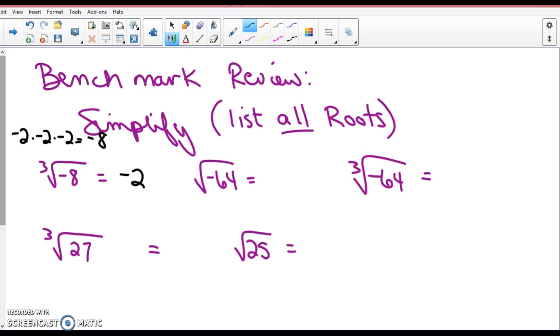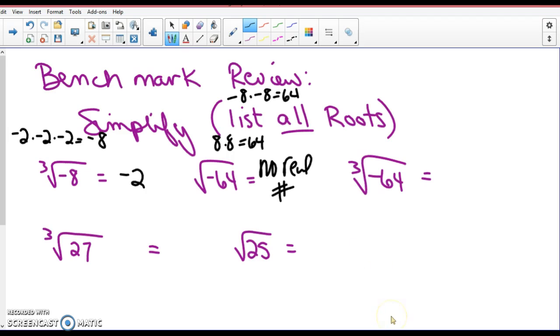Okay, this one, the square root of -64. No real number. Because 8 times 8 is 64, and -8 times -8 is 64. You do not know a number that you multiply by itself to get -64. So there's no real number.